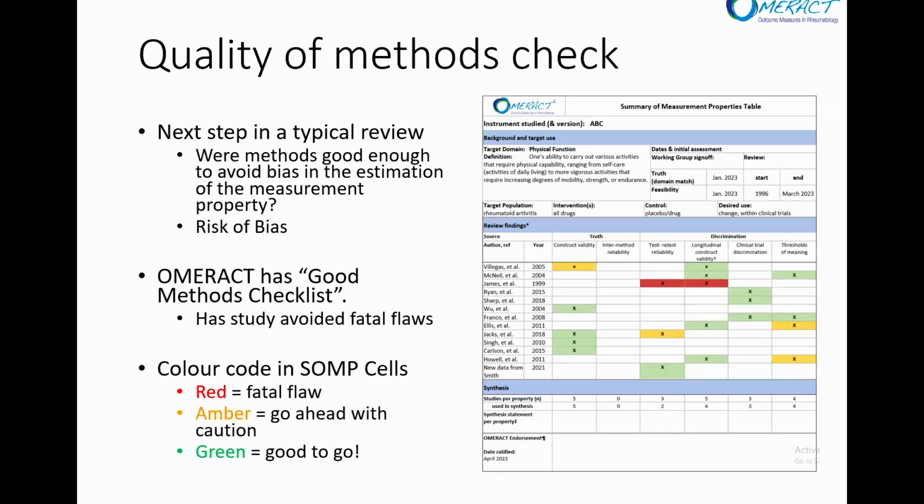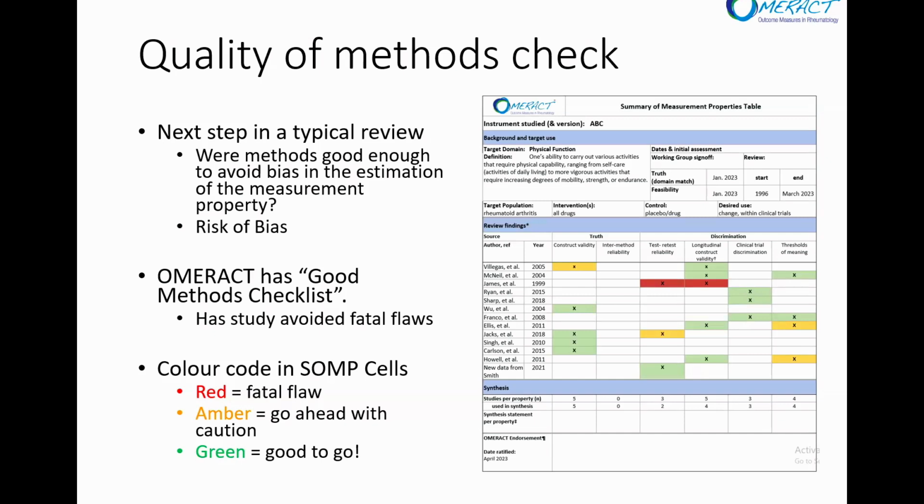The next step in our process is to do a quality of methods check. And that's usually the next step in any typical systematic review, where the method's good enough to avoid bias in their estimation of the measurement property. So this is our risk of bias assessment. And OMERACT has the good methods checklist. There's a lot of different checklists out there, but the one that we're recommending is the good methods checklist, which really is saying, has the study done good enough methods to avoid any fatal flaws?